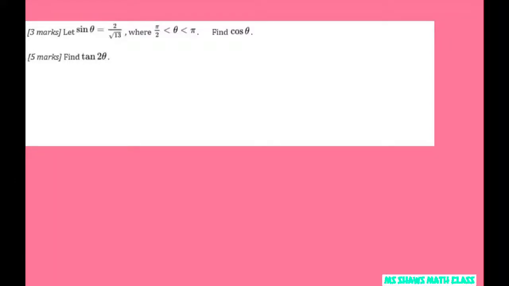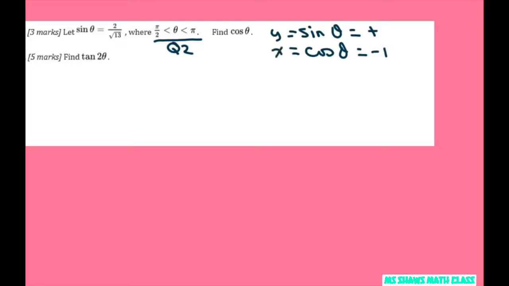Hi everyone, we're going to let sine of theta equal 2 divided by square root of 13, where our angle is in between pi divided by 2 and pi. So that's in quadrant 2. That means your sine of theta is positive and your cosine of theta is negative, because remember, this is like your y and this is like your x. All right, we have to find cosine of theta.